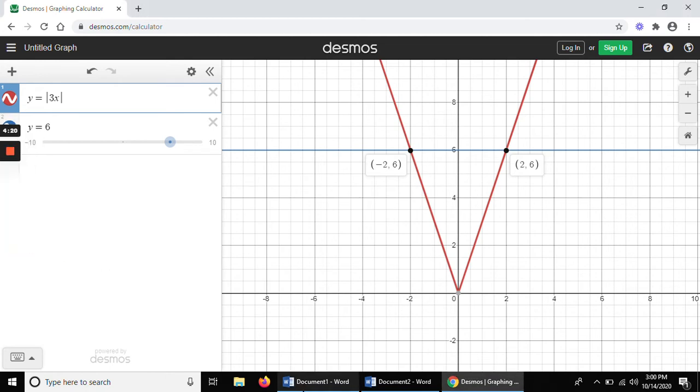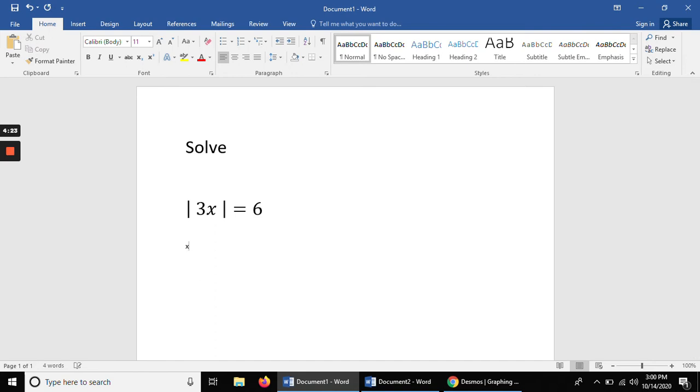Our answers are x, let me make that bigger, x is equal to 2, and x is equal to -2. So our two answers are x is equal to 2 and x is equal to -2.